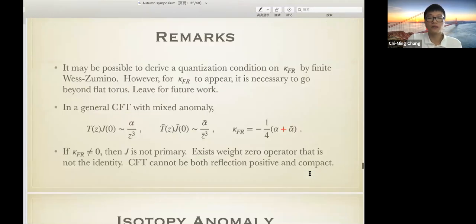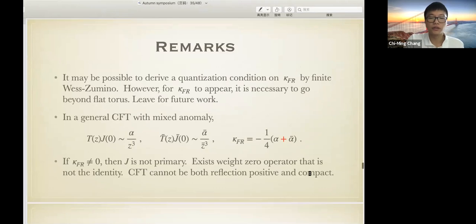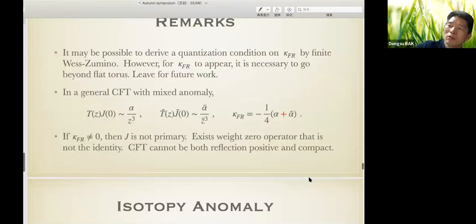Okay. Any questions so far? Okay, good. Can you explain that point a little further?